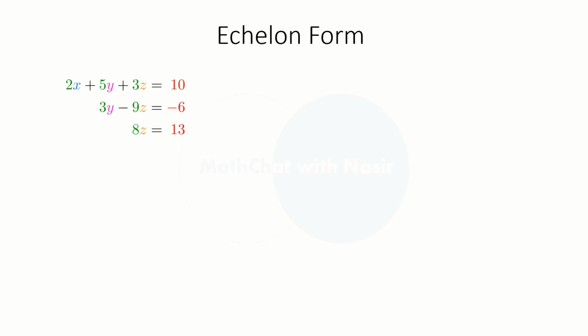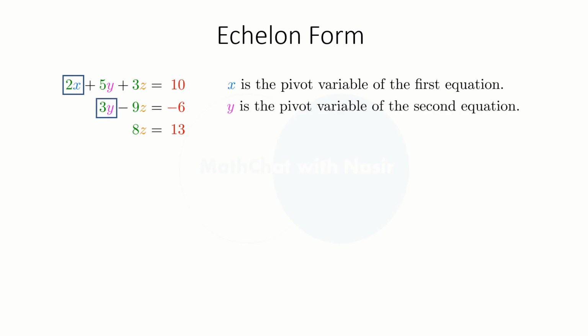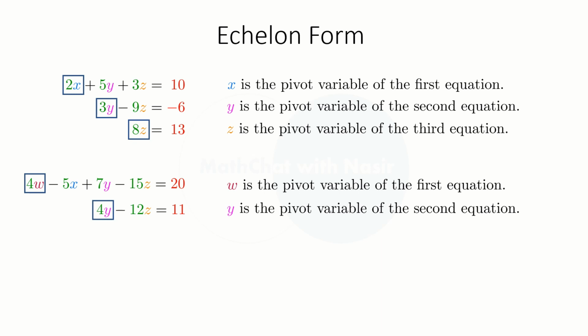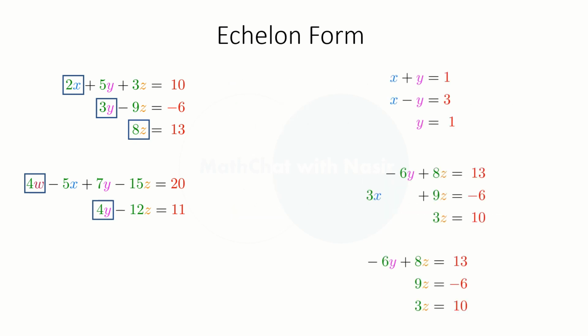Look at this system of three linear equations with three unknowns x, y, and z. The first variable with a non-zero coefficient in each equation is called the pivot variable. X is the pivot variable in the first equation, y is the pivot variable in the second equation, and z is the pivot variable in the third equation. Here is another system of two linear equations having four unknowns. W is the pivot variable in the first equation and y is the pivot variable in the second equation. Now look at these three systems of linear equations, and these are the pivot variables.